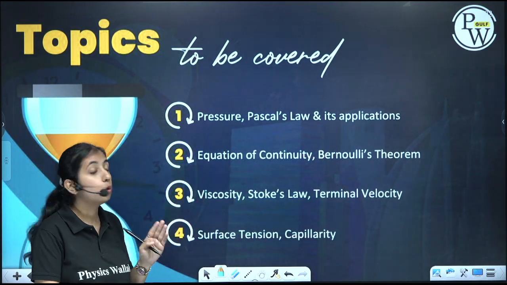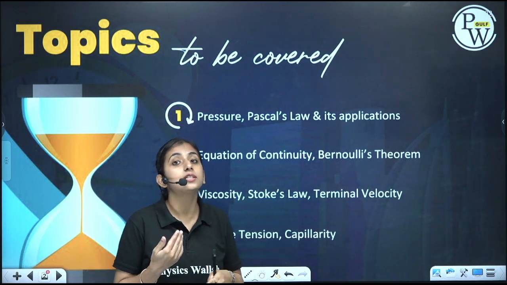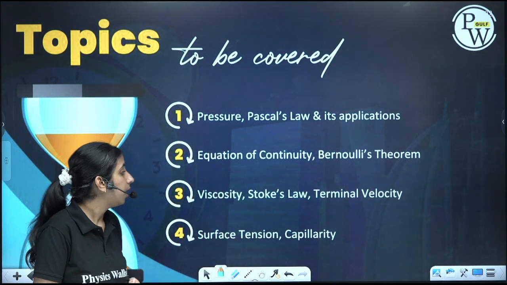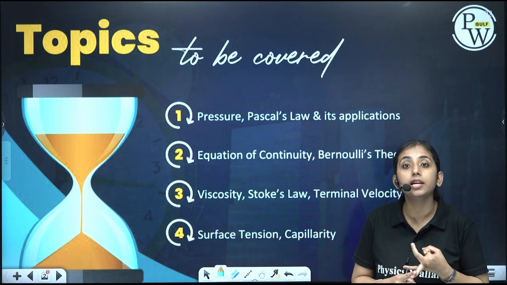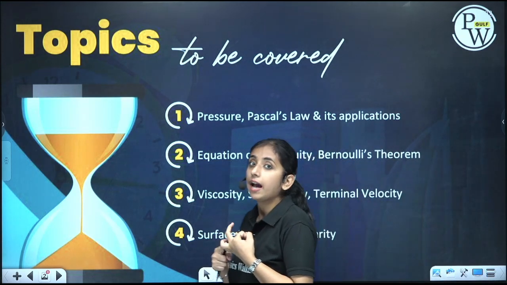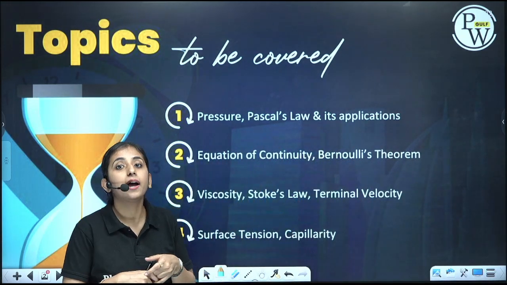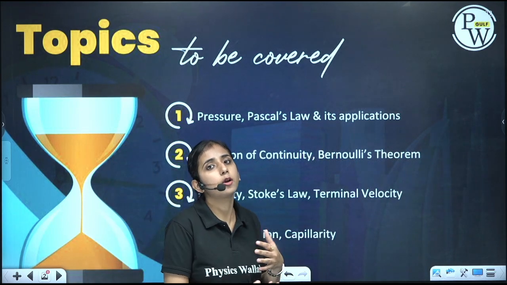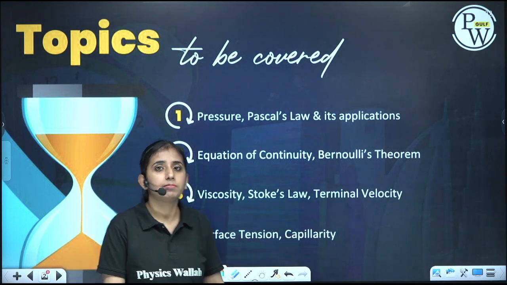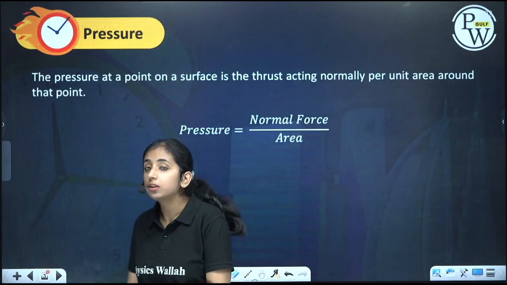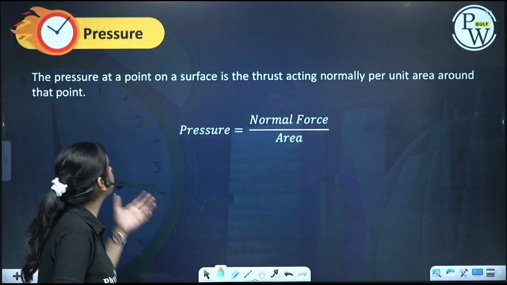Then we'll be going to viscosity, Stokes law, terminal speed, Poiseuille's formula, and after that we'll come to surface tension, surface energy, rise of liquid in a capillary, that is Ascent formula, and the different types of meniscus, angle of contact, etc. We'll be covering the complete chapter. Okay, so let us start with the very first topic, which is pressure.